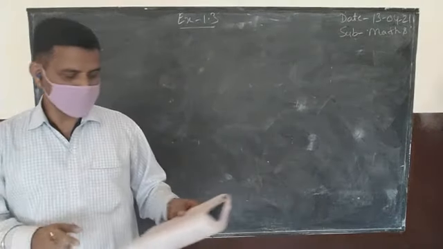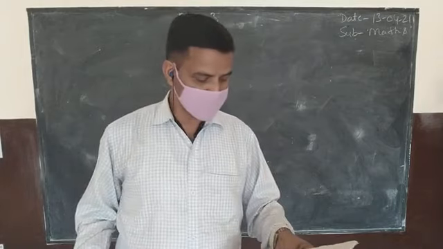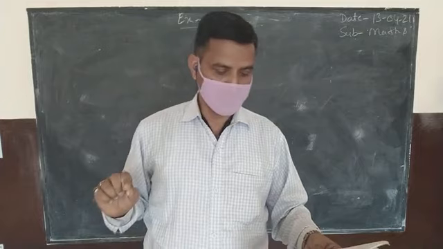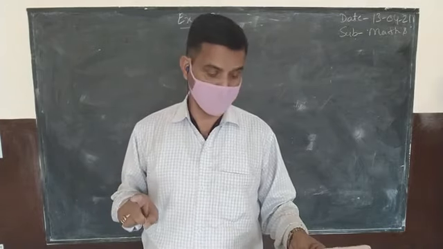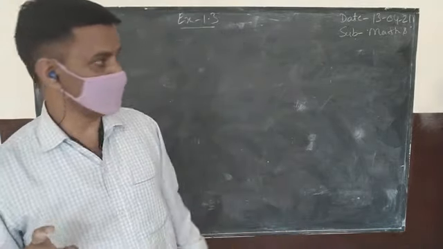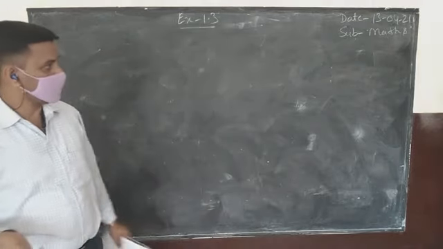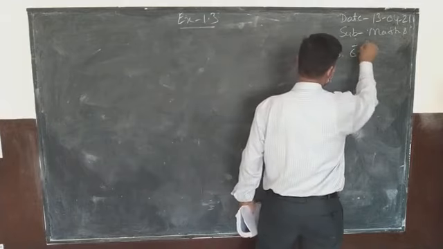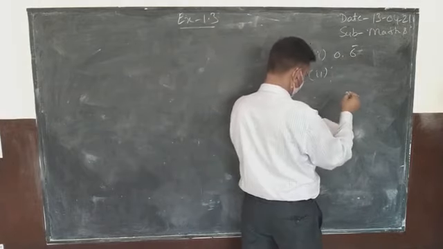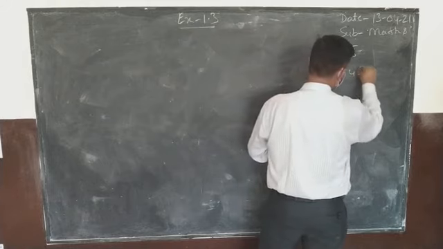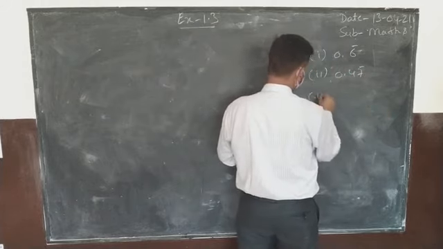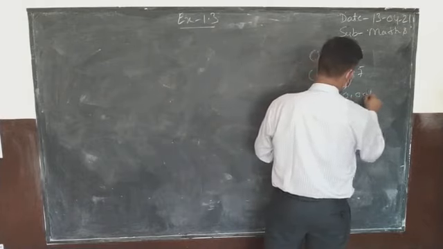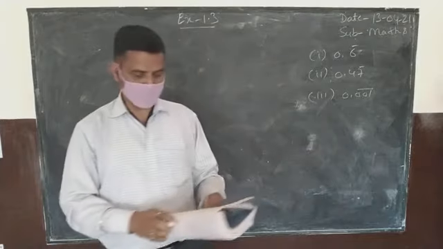Next question: express the following in the form P upon Q, where P and Q are integers and Q does not equal 0. So here are three types of questions. The first part is given 0.6 bar, the second part is given 0.47 bar, and the third part is given 0.001 bar. Three parts of the question are given here.